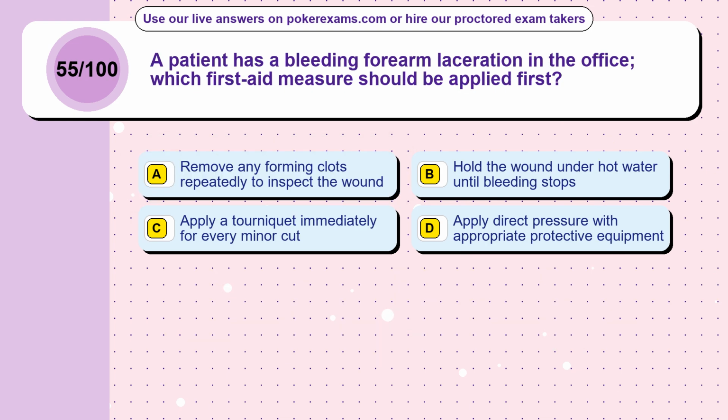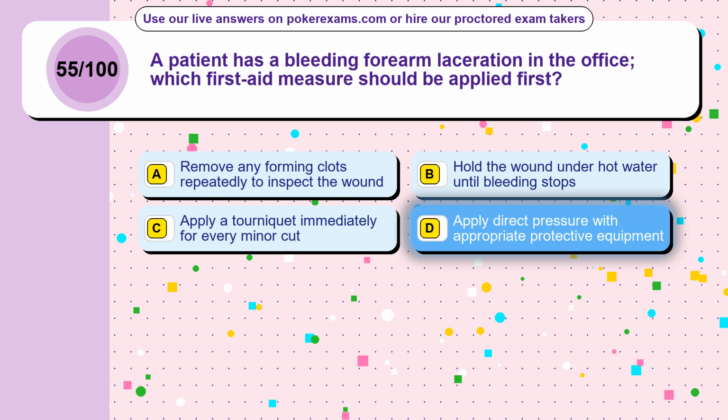Question 55. A patient has a bleeding forearm laceration in the office. Which first aid measure should be applied first? Option A. Remove any forming clots repeatedly to inspect the wound. Option B. Hold the wound under hot water until bleeding stops. Option C. Apply a tourniquet immediately for every minor cut. Option D. Apply direct pressure with appropriate protective equipment.